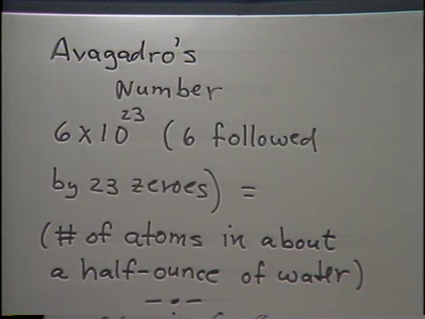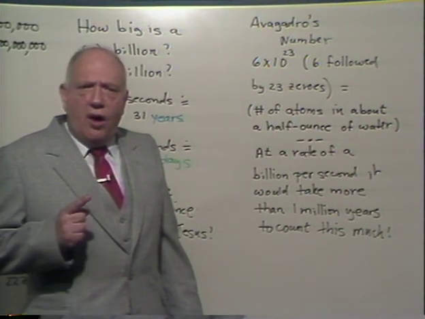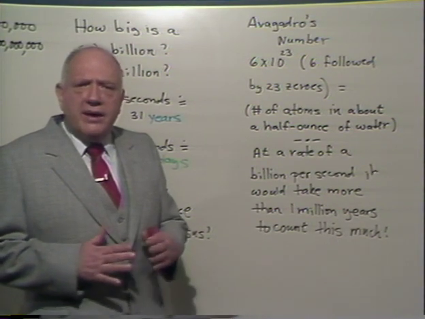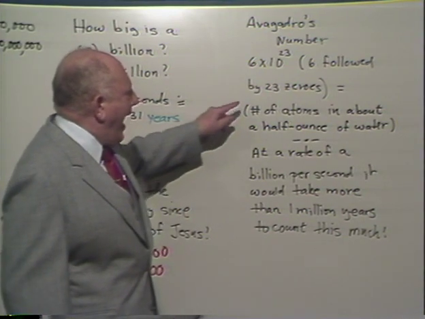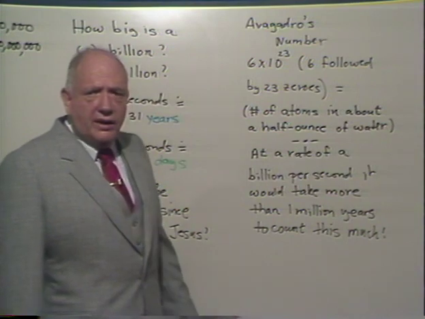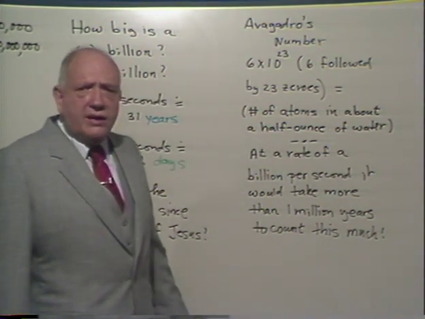I just showed you how big a billion was, right? To count out this number, if you could count a billion per second, it would take over 1,000,000 years to count this number. Is that a mind-boggling number? You bet it is. But do you know what Avogadro tells us? And upon this, many chemical and kinetic energy theories are based. That is the number of atoms there are in a little bit over a half ounce of water. In fact, if you want to be specific, this is the number of atoms in 18 grams of water.